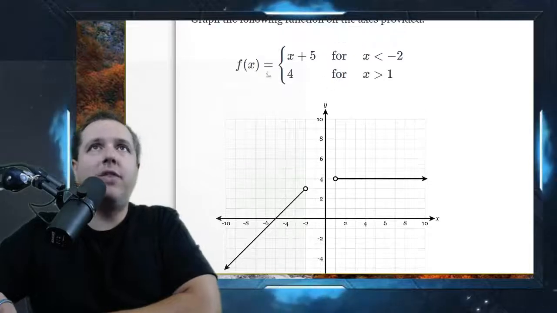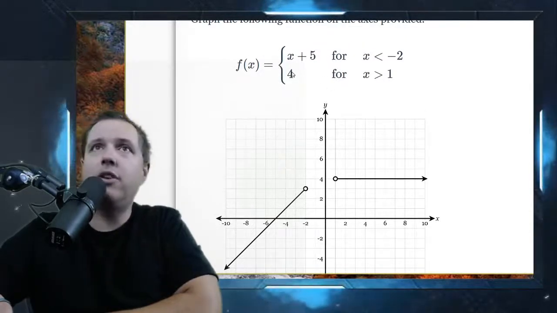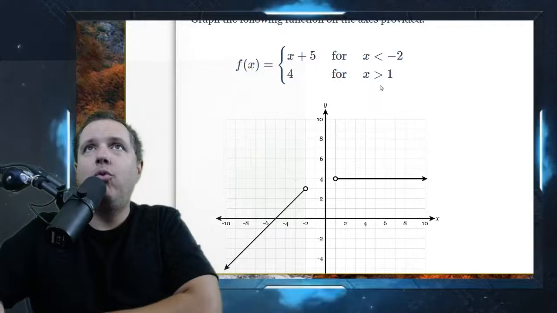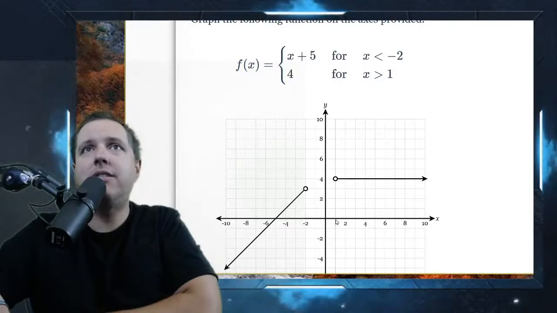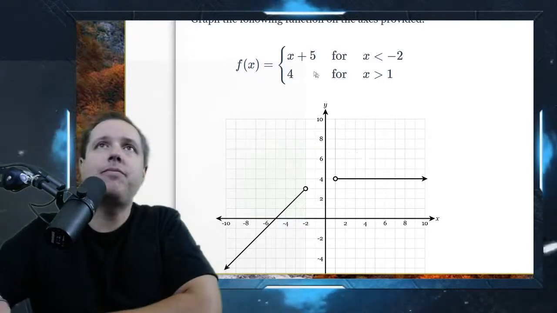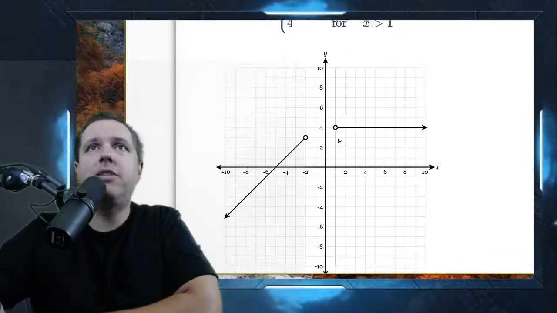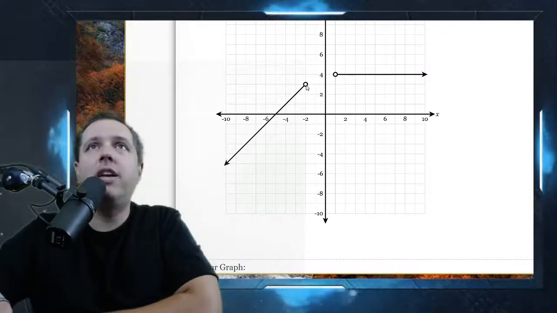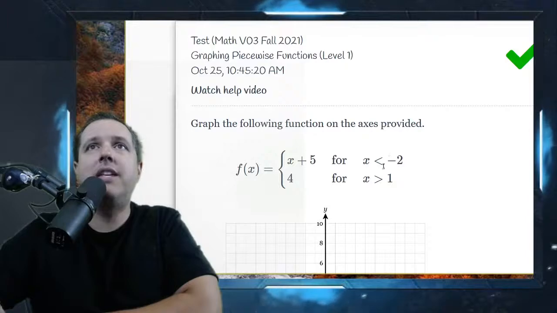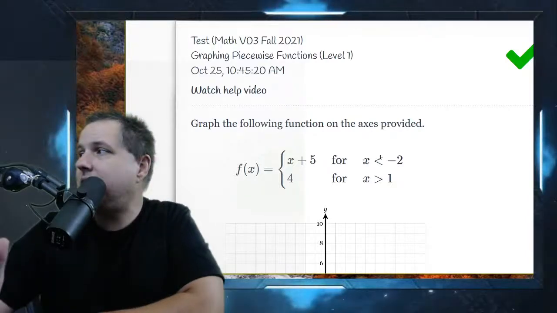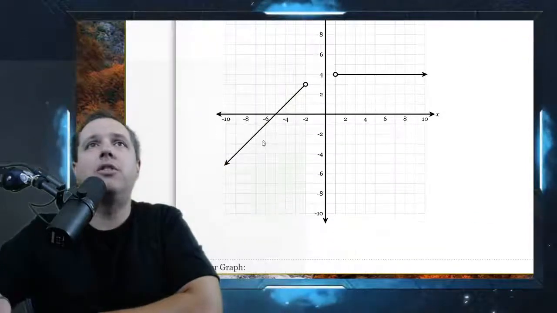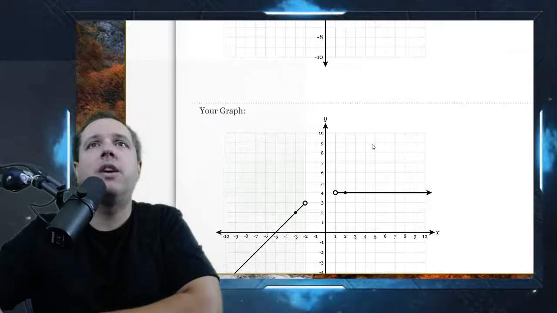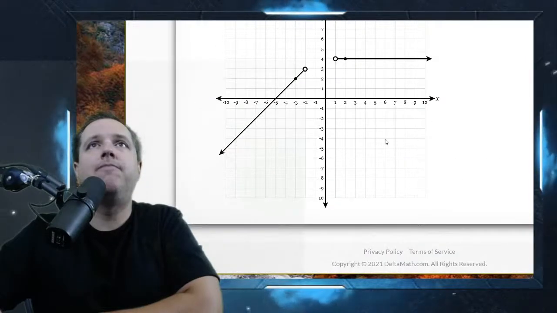The function f of x equals 4, that's just a horizontal line. That works when x is greater than 1. So that's over here. When this is x at 1, so when it's greater than 1, it acts like this. F of x equals x plus 5, that's this line right here. Starting here, again, a hollow dot because this is a less than, not a less than or equal to. It doesn't exist at -2, but then it goes this way forever. Okay? So that's what it looks like.